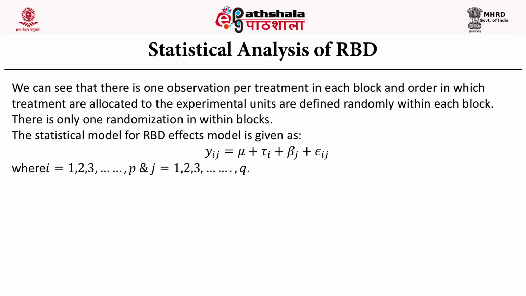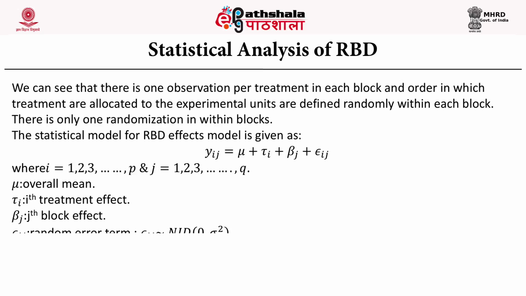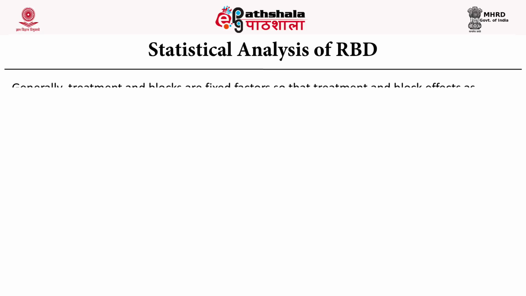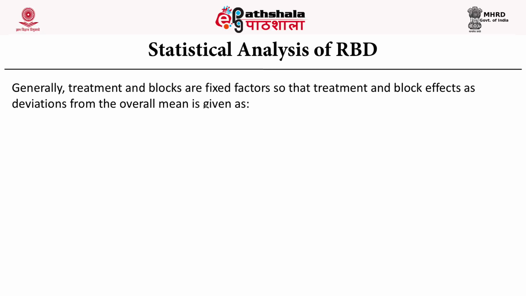There is only one randomization within blocks. The statistical model for the RBD effect model is given as Yij = mu + tau_i + beta_j + epsilon_ij, where i varies from 1 to p and j varies from 1 to q, where mu represents the overall mean and tau_i is the ith treatment effect. Beta_j denotes the jth block effect, and epsilon_ij is the random error effect, where epsilon_ij follows a normal distribution, that is, independently and identically distributed random variables with parameters 0 and variance sigma square.